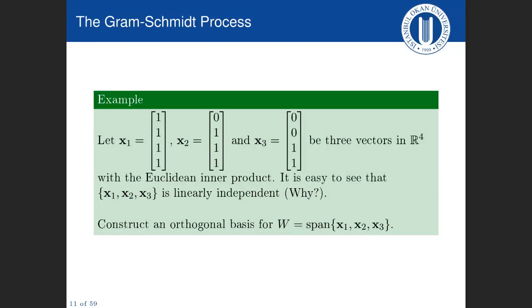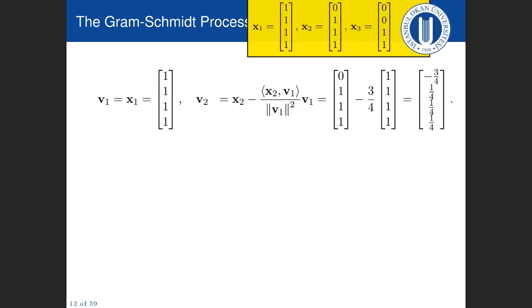We are asked to construct an orthogonal basis for the span of these three vectors. So we need to use the Gram-Schmidt process. V1 is the same as x1. Step 1 is very easy. So V1 is 1, 1, 1, 1.